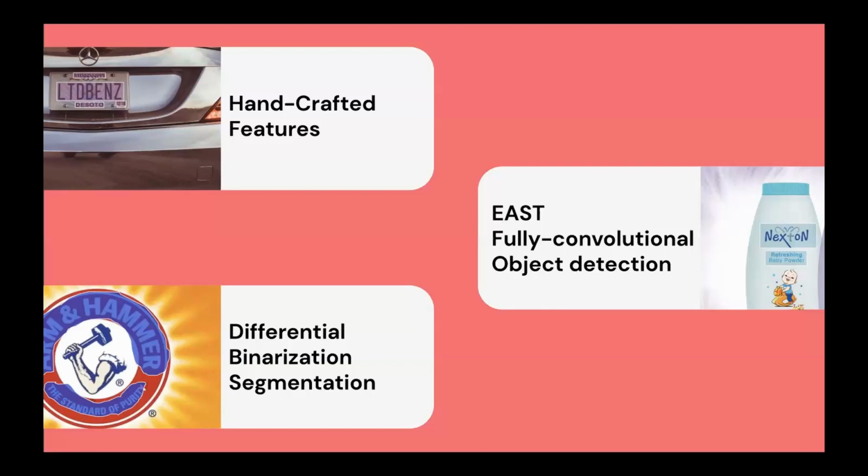So something called differential binarization segmentation, an algorithm that came a bit later, expanded this. Instead of applying an object detection approach, it applies more of a segmentation approach, attempting to find all the different parts or pixels of an image that contain text content and creates masks to outline them.